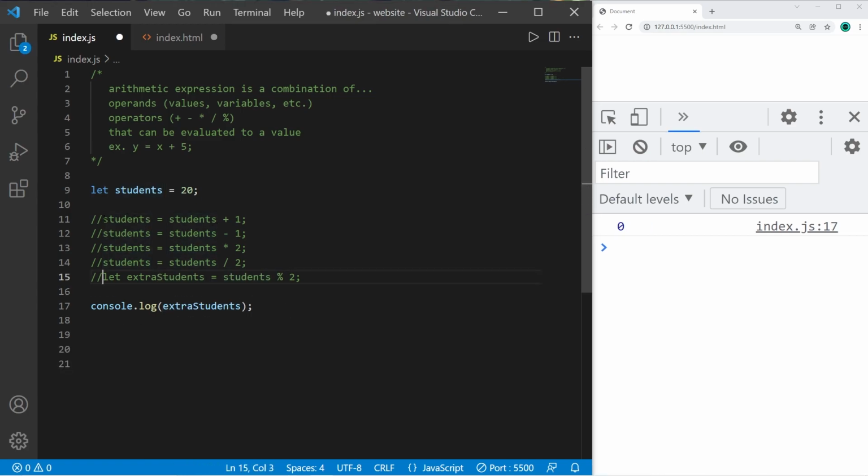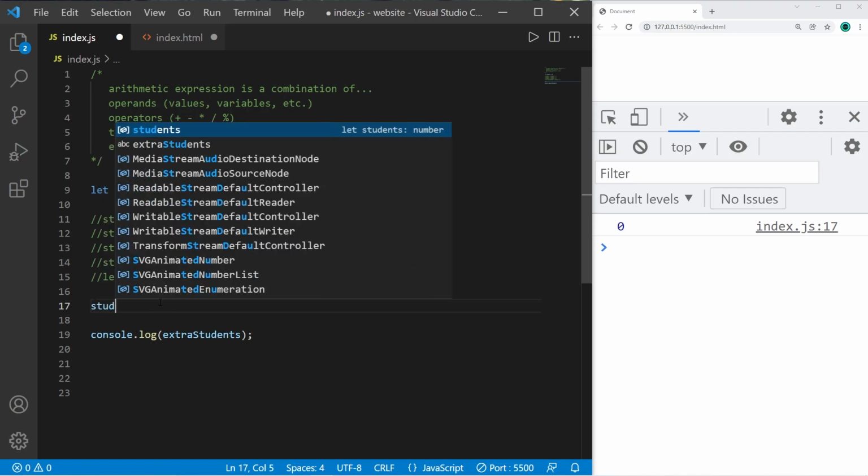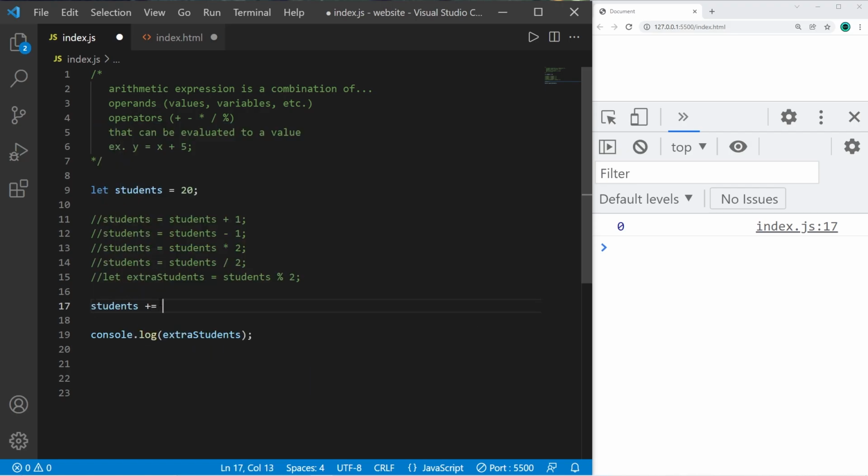It can be somewhat tedious to write these long expressions out, so there is a shortcut. Instead of saying students equals students plus 1, you could just write students plus equals 1. This is also known as an augmented assignment operator. It's kind of like a shortcut. So students is now 21.